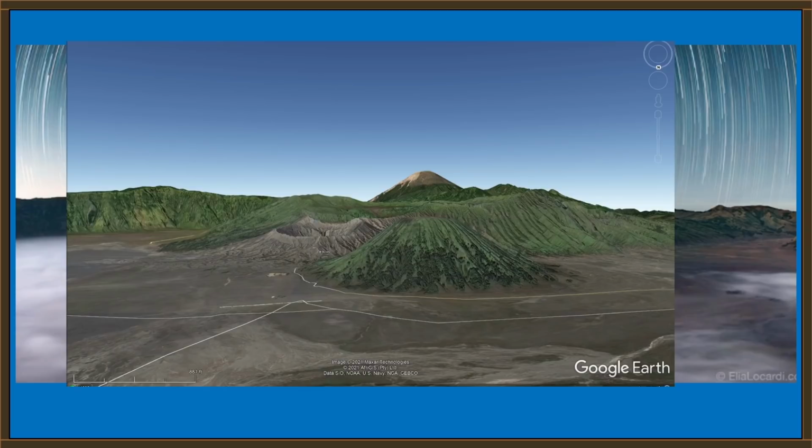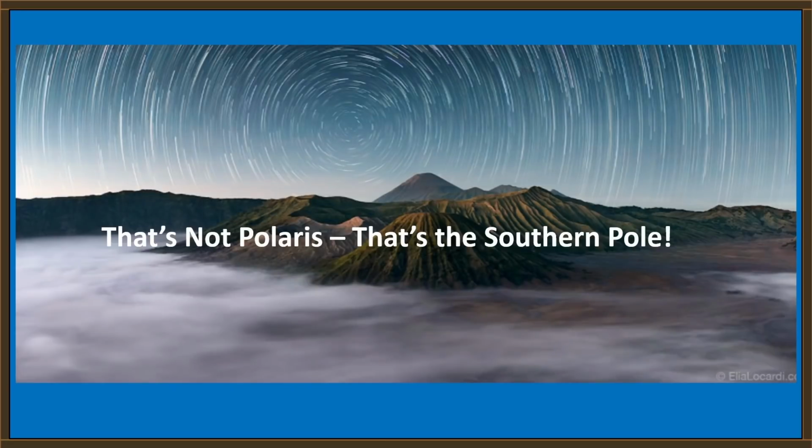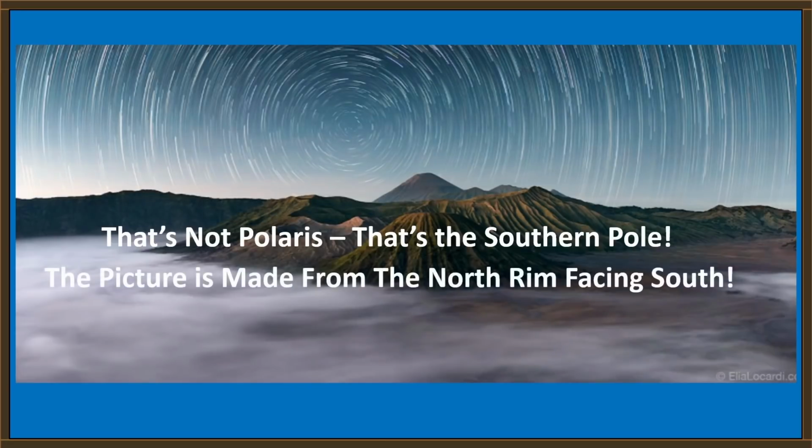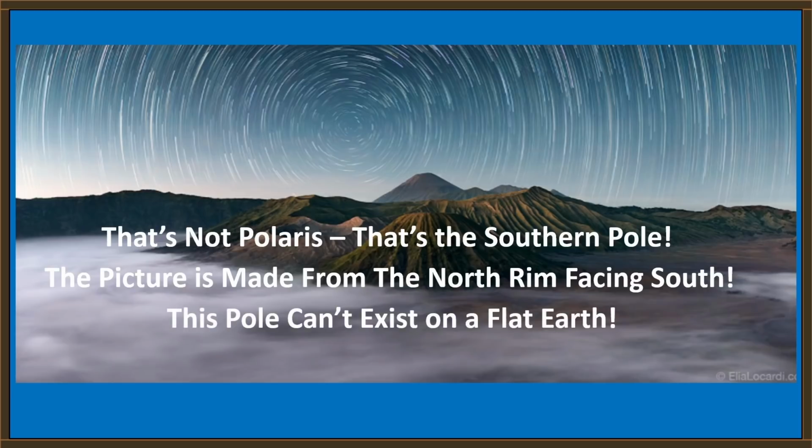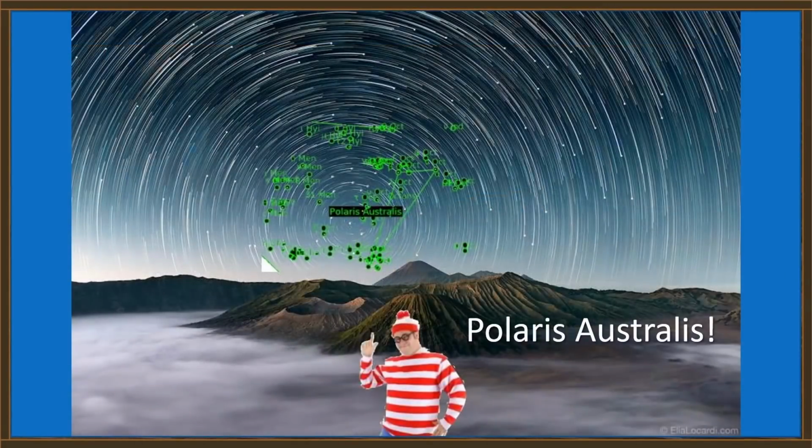That was nice, that, wasn't it? So Mitchell, that's not Polaris. That's the southern pole. This picture was made from the north rim of the caldera facing south. This pole can't exist on a flat Earth, Mitchell. But it does have a name, Mitchell. It's called Polaris Australis. How about that?